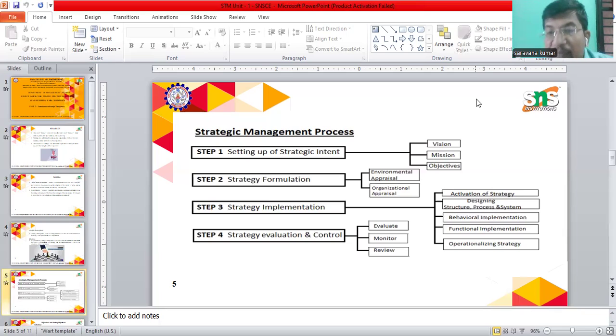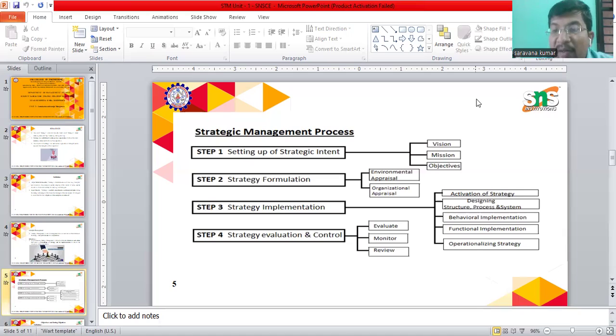So that is designing structure. Then you go to process. Manufacturing that particular product is a process, right? First the design, and then the process: how to do that. Then finally we have the system. So the design and the process together become a system.